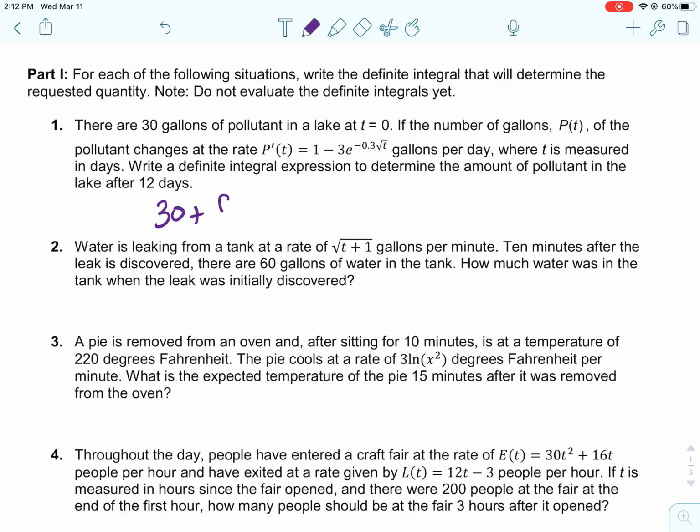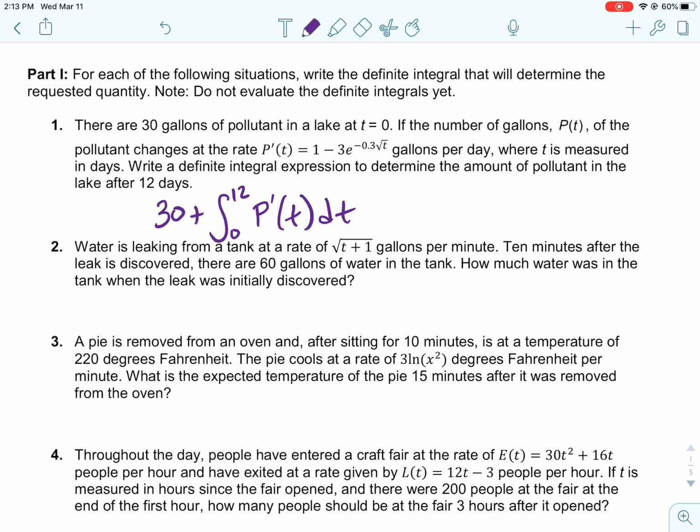Okay, what did you guys get for number 1? 30 plus the integral of root of 3 times 3 dt equals t of 12. Is that what you said? Okay, good. Now I did hear some of you put in the 1 minus 3 blah blah blah, and that's fine too. Everybody make sure you did a dt.